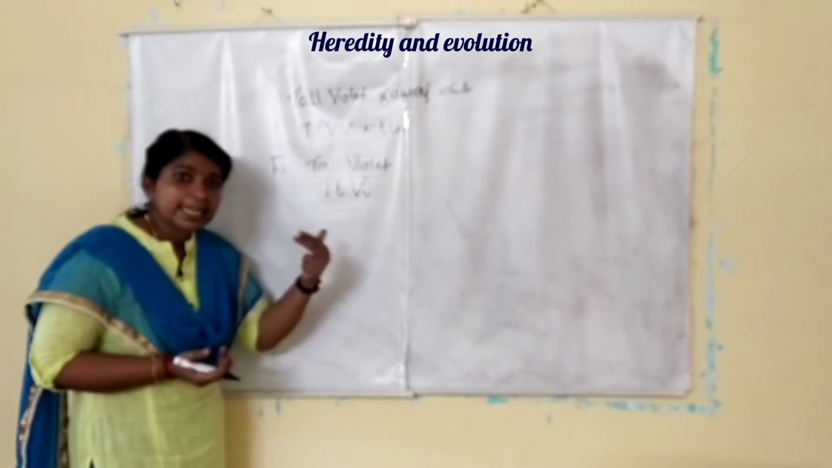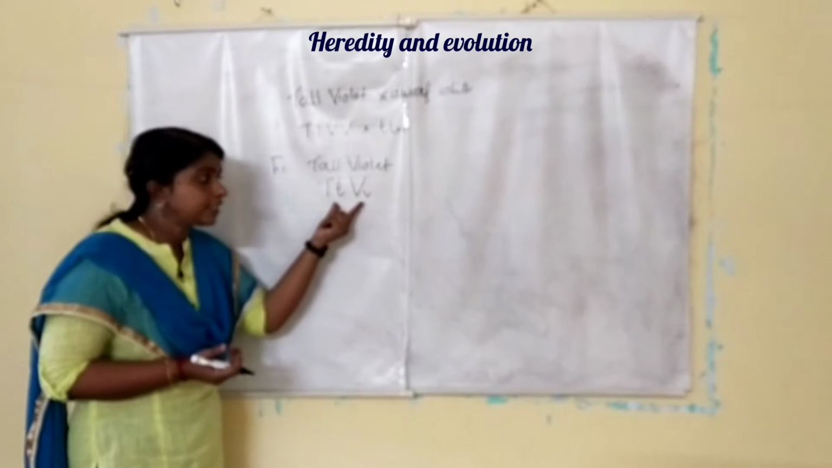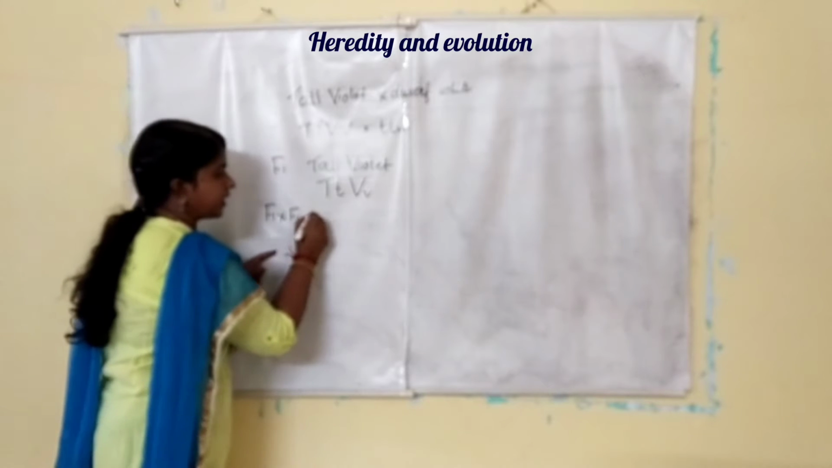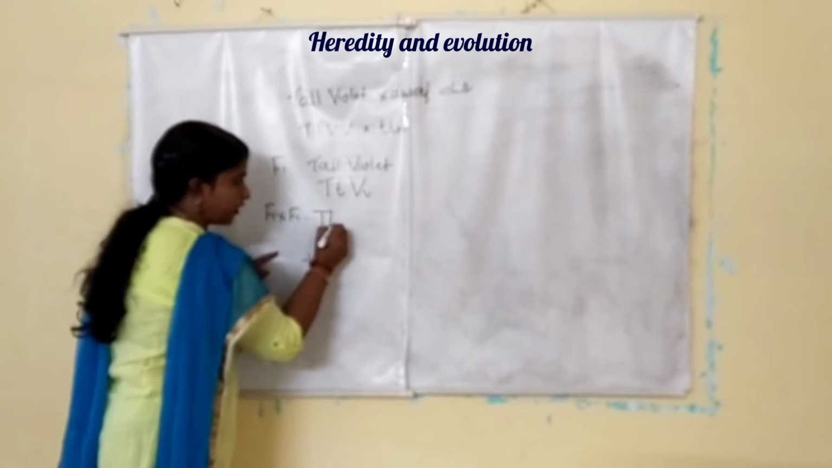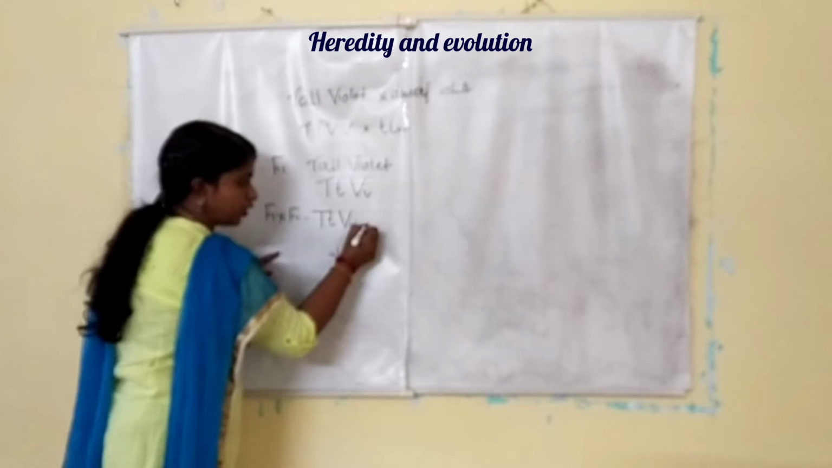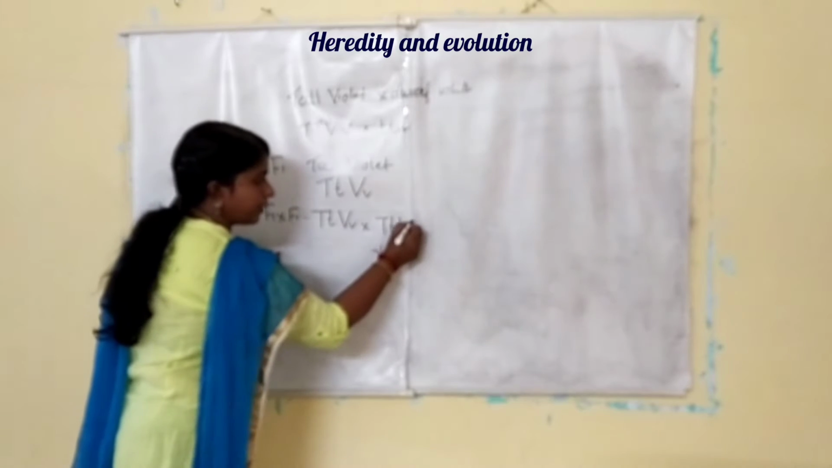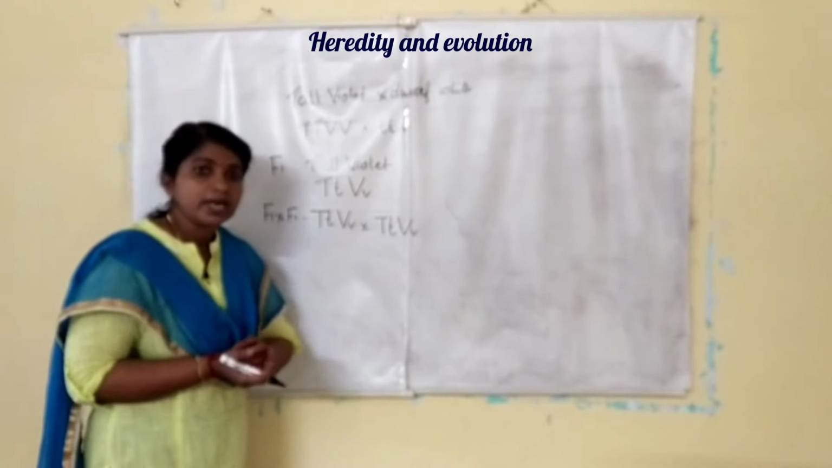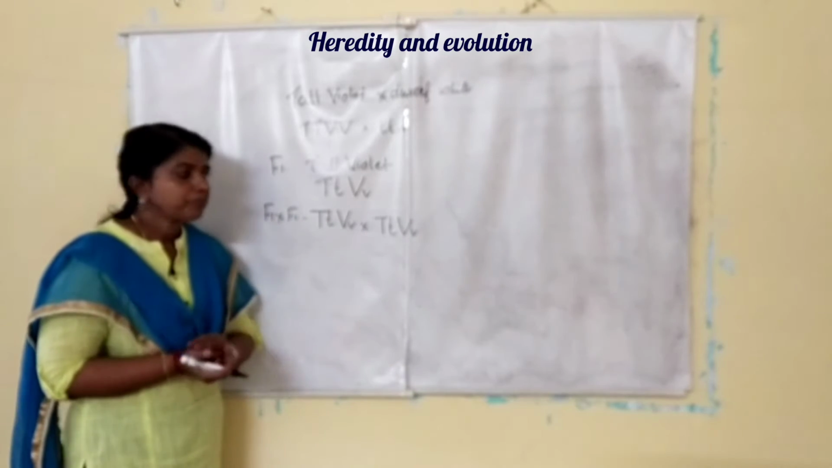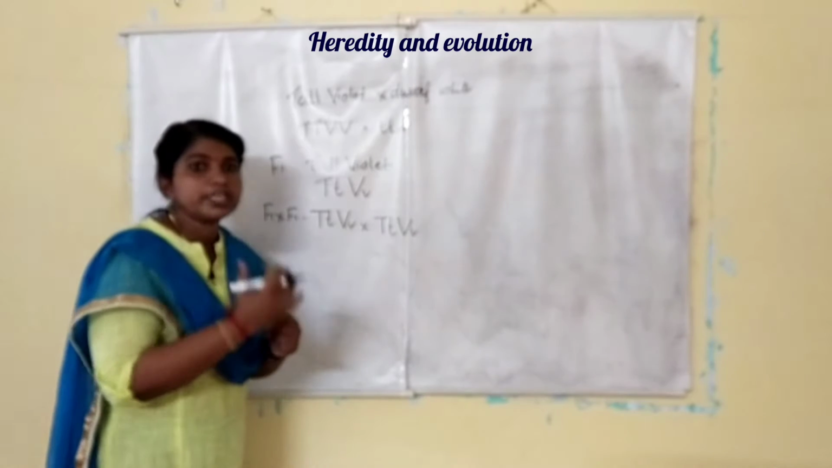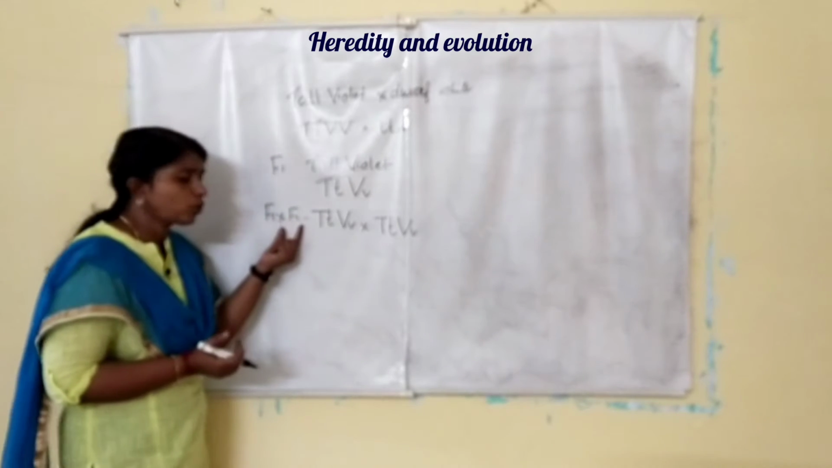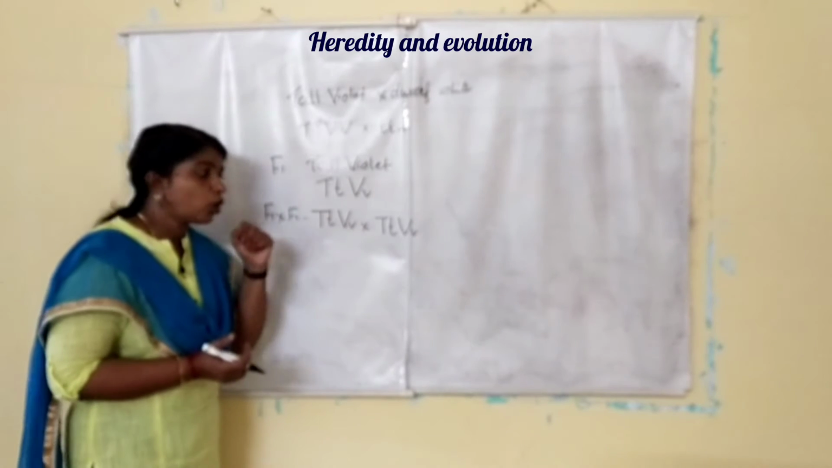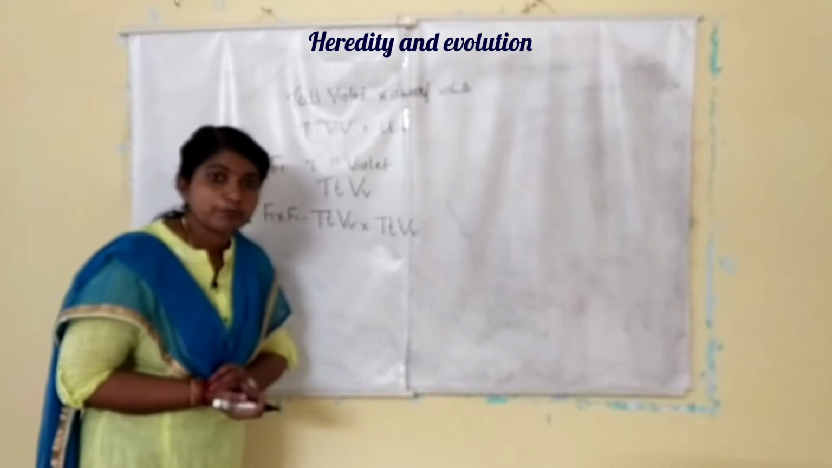Then, in the second step, he self-pollinated this F1. F1 into F1, that is capital T, small t, capital V, small v into capital T, small t, capital V, small v. I am not going to write the cross because it is somewhat complex. At your level that is not required. So I will tell you what progenies were obtained. When the F1 progenies were self-pollinated, he got 4 different types of progenies.